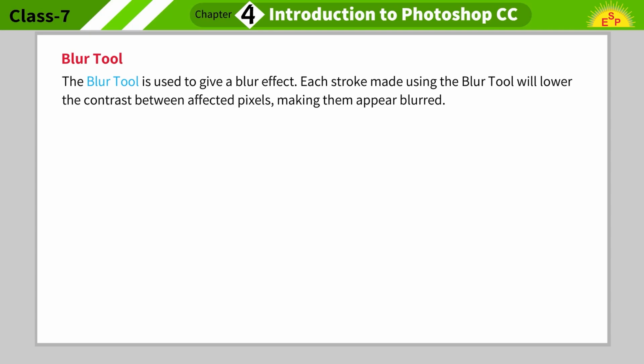Blur tool. The blur tool is used to give a blur effect. Each stroke made using the blur tool will lower the contrast between affected pixels, making them appear blurred. Follow the steps to use the blur tool.